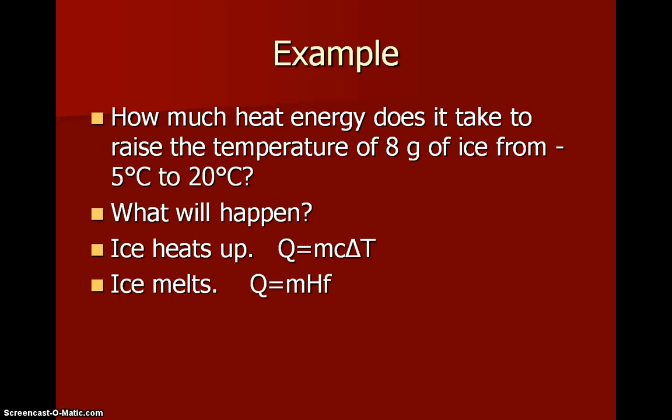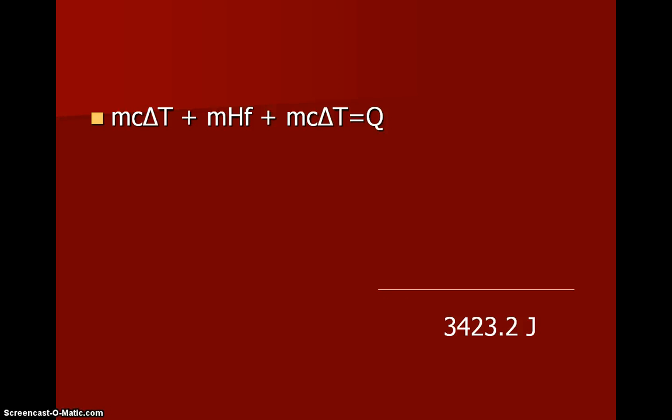Then when it gets to 0 degrees, the ice is going to melt. So some amount of energy is going to go into that melting. So the heat of fusion times the mass. And then we're going to heat the water up from 0 to 20 degrees. And again, we would have to use this mC change in T. So if we were to plug it all in, we've got the mC change in T while it's ice, plus the melting, plus the heating from 0 to 20.